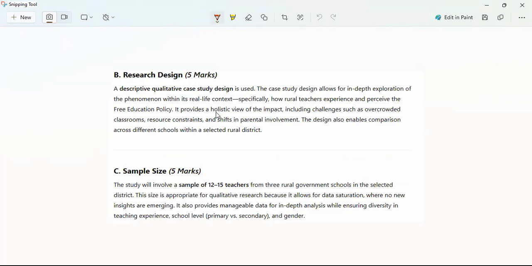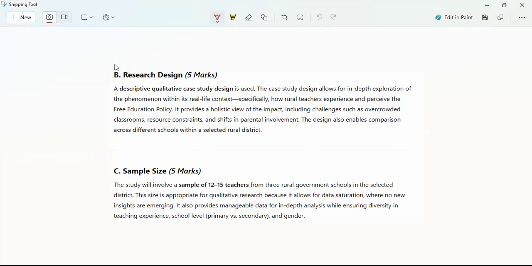You want to look at the challenges. Then what sample size are you going to look at? We're going to look at 12 to 15 teachers, okay, from 3 rural government schools in a selected district. You can maybe put Mumbwa or Iteji or Dundumwezi, all right? Are we following? So this is what the lecturer is asking. What sampling techniques do you think qualifies there?